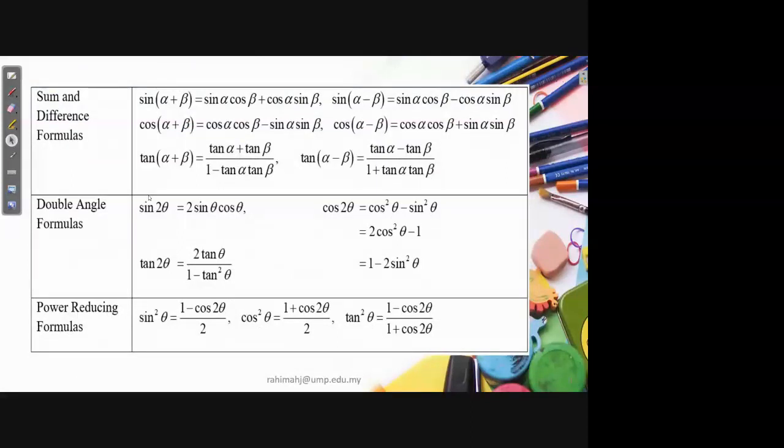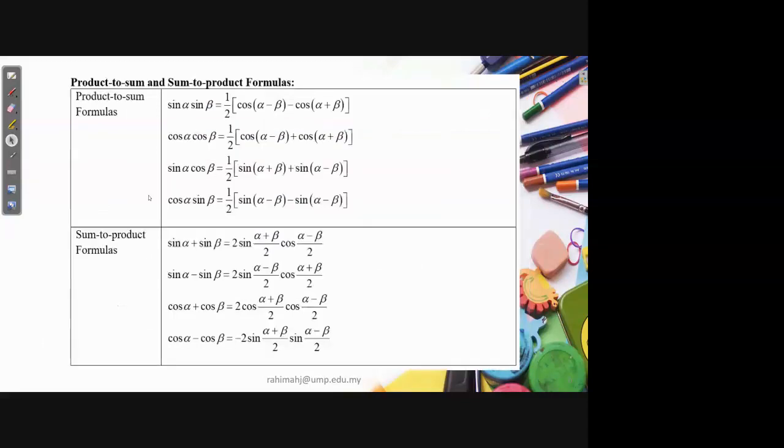Others: sum and difference formulas, and double angle formulas. We use all of these when we want to simplify a trigonometric function in order to integrate or find a Laplace transform in ordinary differential equations. Sometimes we use these to simplify our terms so that we can easily integrate or differentiate, or easily find a Laplace transform of a trigonometric function.